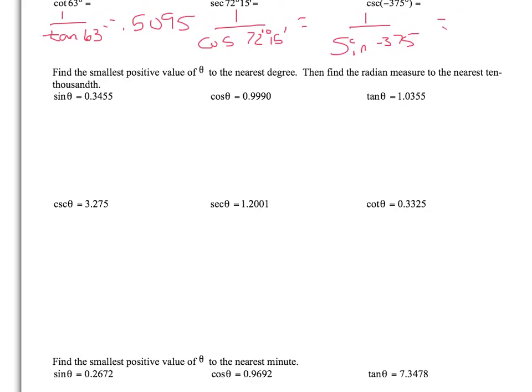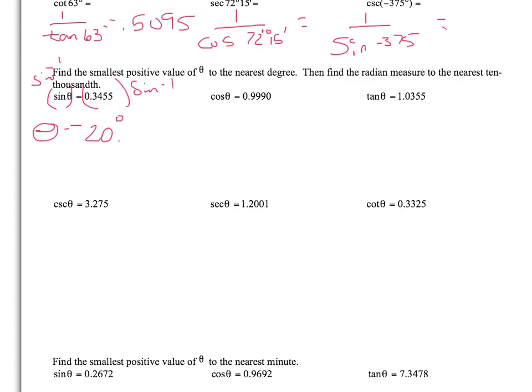Alright, find the smallest positive value of theta to the nearest degree, then find the radian measure to the nearest 10,000th. Okay, do solve these. What this is asking you to do is solve for theta. And we don't have a divide by sine. There's no such thing. So to get theta by itself, we take what's called the inverse, which is sine negative 1. If you look in your calculator, you do have that button. It's the second sine button. So you'll type second sine, and then you'll type 0.3455. And you get 20 point, well, it's nearest degree, so 20 degrees.